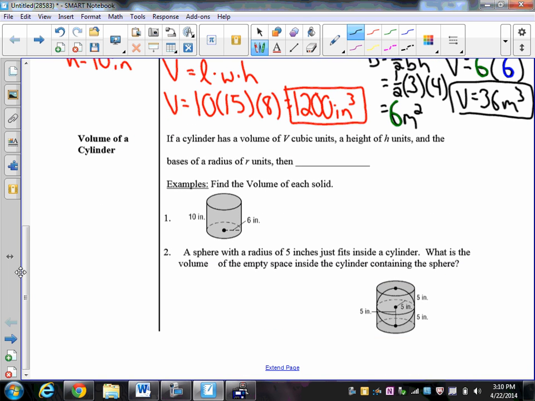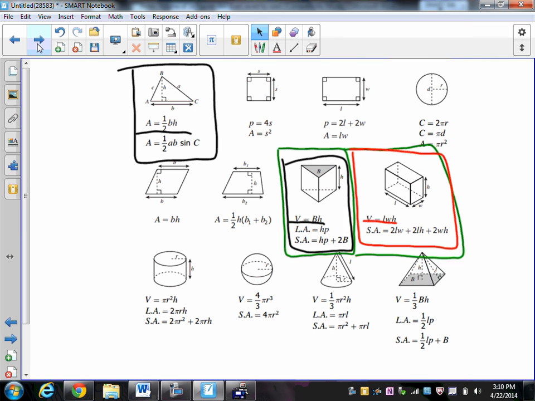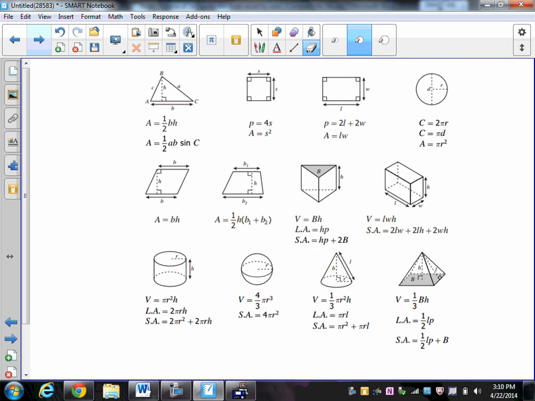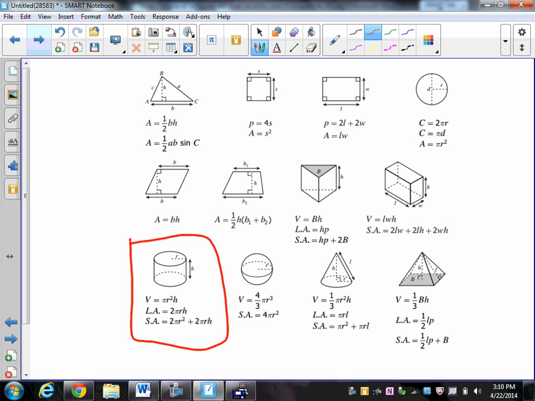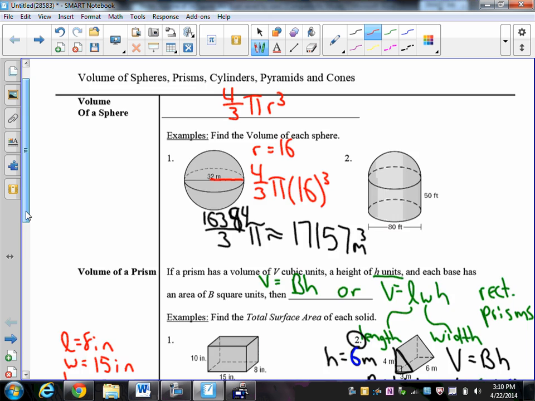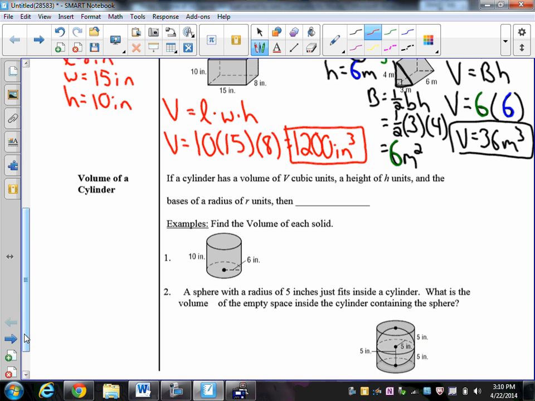Another thing we're going to need to know is the volume of a cylinder. So again, we look at our formula sheet. Let me erase everything that we did in the prior two examples. For a cylinder, that's this right here. The volume is going to be pi r squared h. So the volume is going to be equal to pi r squared h. So the height is h and the radius is r.